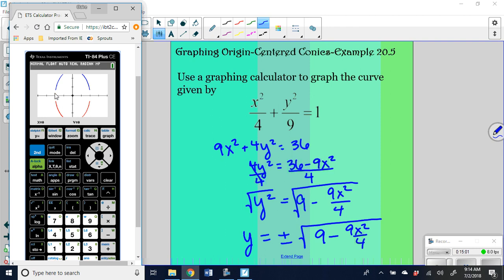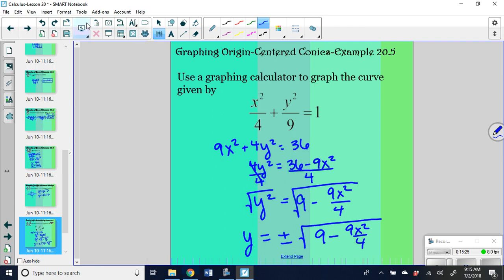If you notice, do you see how it doesn't actually connect to the x-axis? Like it leaves a little gap? That's okay. The calculator is pixelated and it just can't graph it exactly like it needs to. So don't worry if you have this on your graph. It doesn't mean you graphed it wrong.